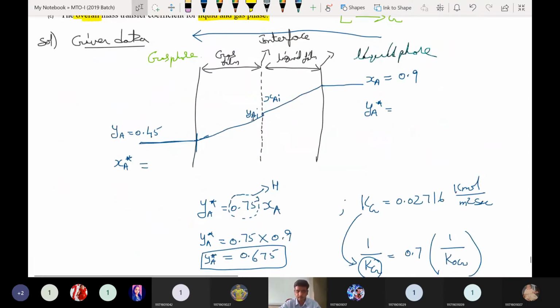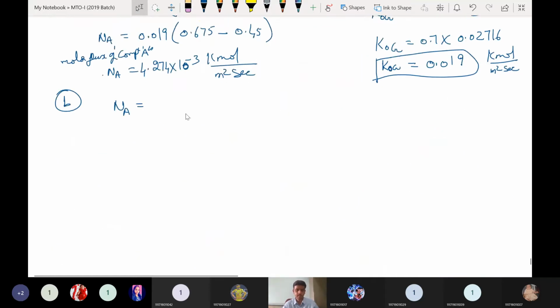Then for the individual film, Kg is the individual film mass transfer coefficient. From where is it going? From YAI to YA it is coming. So we can say NA is equal to Kg into YAI minus YA. Otherwise you can use Fick's law and derive that one. No problem, let us do that also.